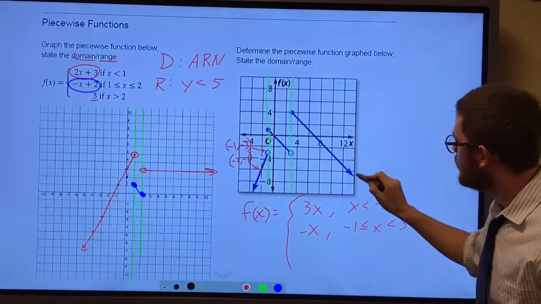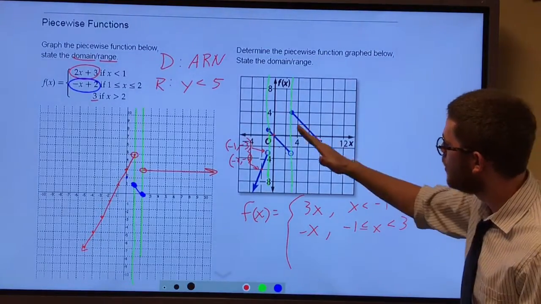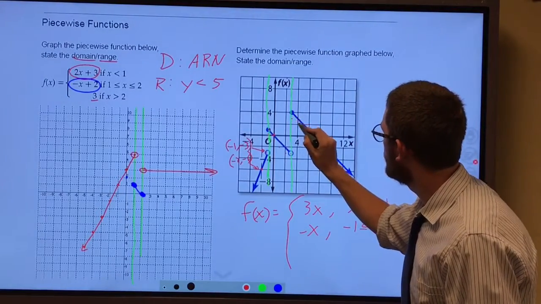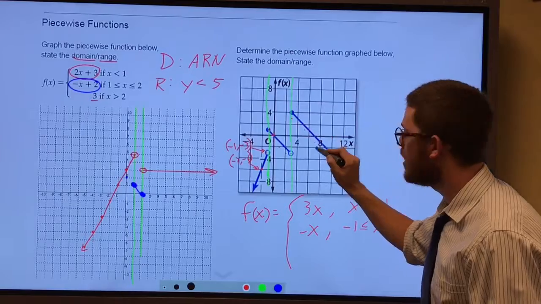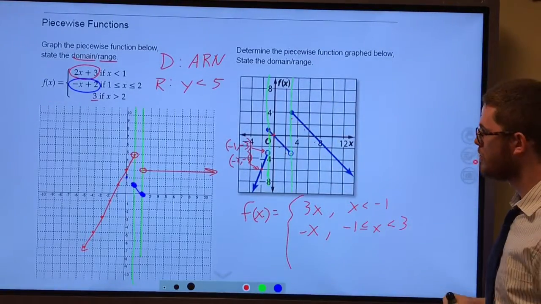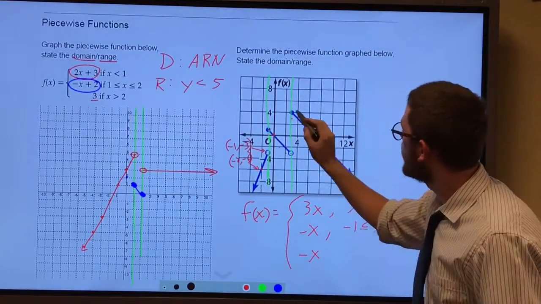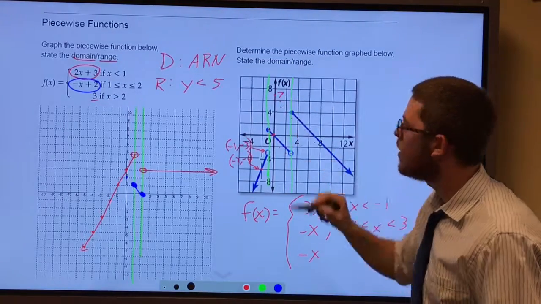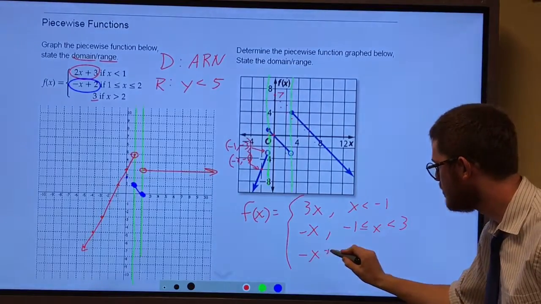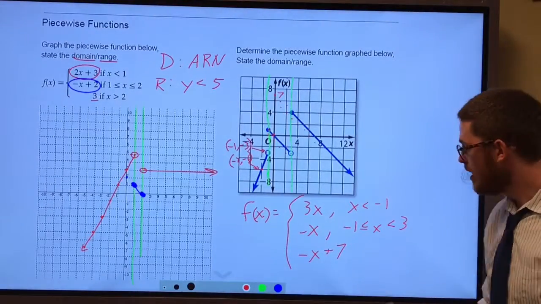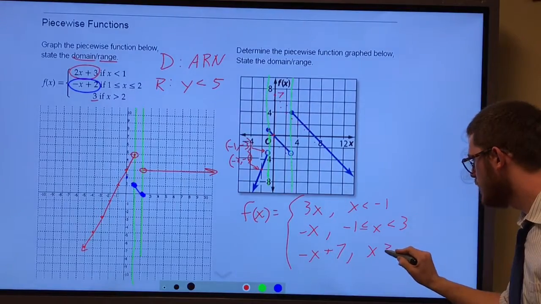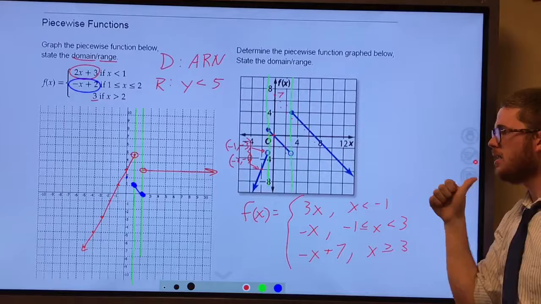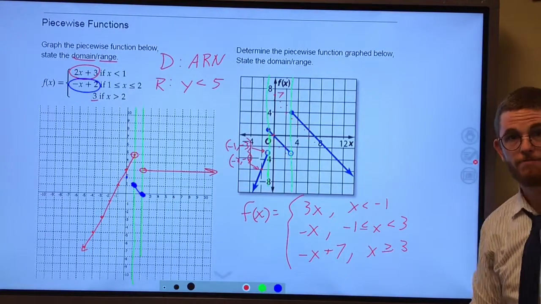And finally, I have this third piece right here. It looks parallel to the previous one, and that is true because I can see that the slope is again going to be -1, down 1 over 1, down 1 over 1. But when I continue this to the left, I can see that this will cross the y-axis at 7, so this is -x plus 7, and this is true for all x values greater than or equal to 3. Once again, it can equal at 3, and it's all x values greater than that.